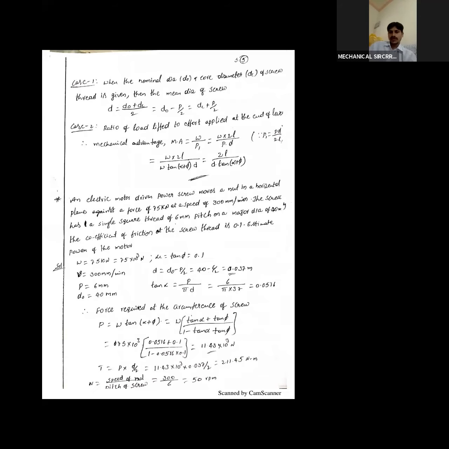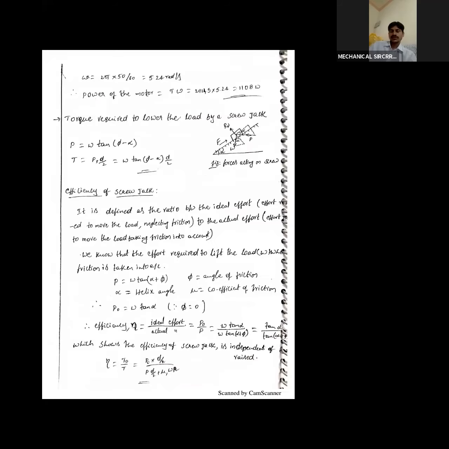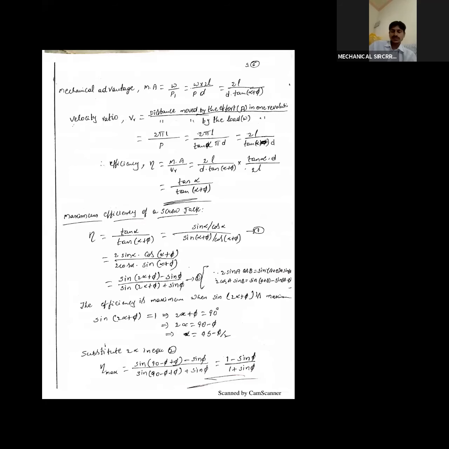Total torque, all of you observe that. Total torque required to overcome the friction, T equals PD by 2 plus mu W R. So those are written here. Now they are going to write some similar values.